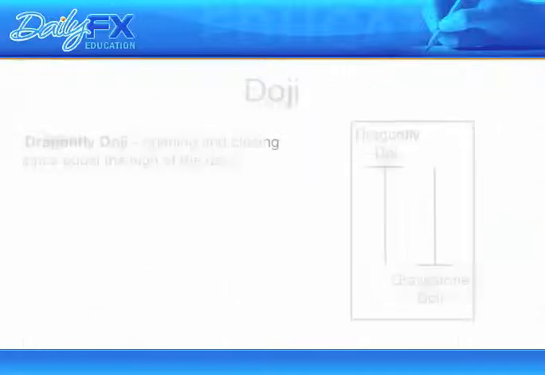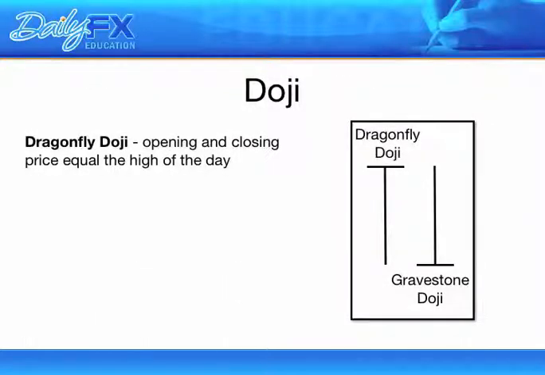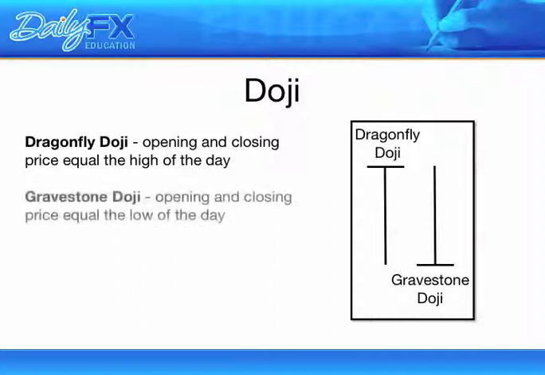Now before moving on, we'd like to mention that there are 2 rare doji formations called a dragonfly doji and a gravestone doji. A dragonfly doji forms when the opening and closing price equal the high of the day. A gravestone doji forms when the opening and closing price equals the low of the day. Again, these patterns do not form all that often.